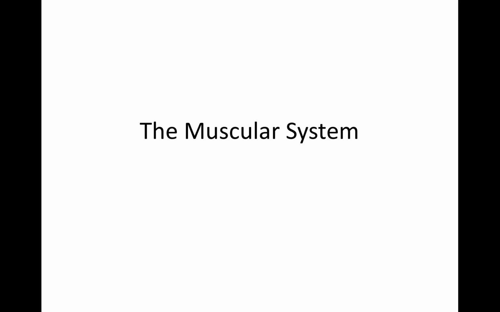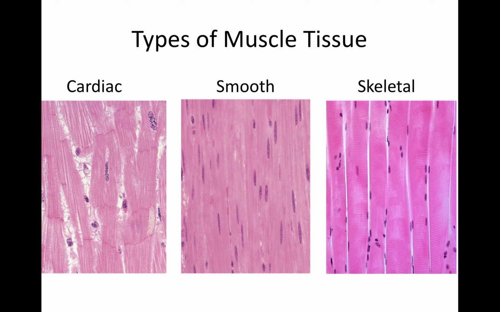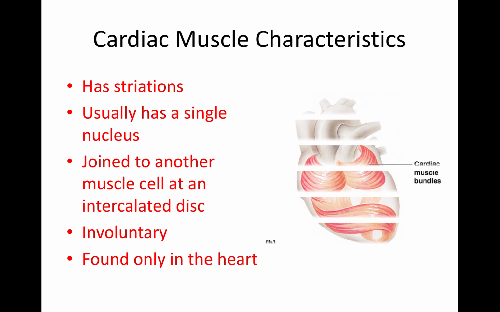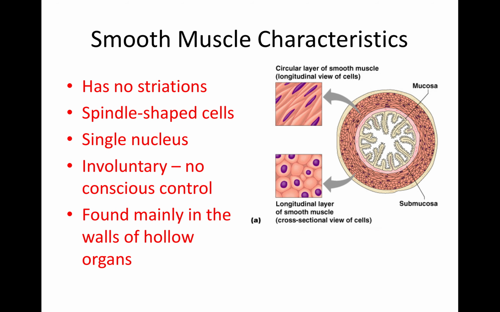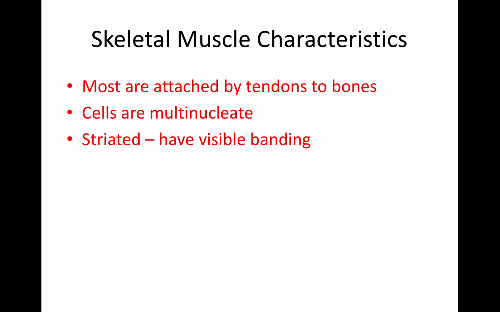All right, let's talk about the muscular system. So, to overview the three types of muscle tissue you have in your body, you have cardiac, smooth, and skeletal. And we took a look at these all in our tissue unit. So, we reviewed the characteristics of cardiac muscle and the characteristics of smooth muscle. But when we're talking about the muscular system, what we're focusing in on is our skeletal muscles.